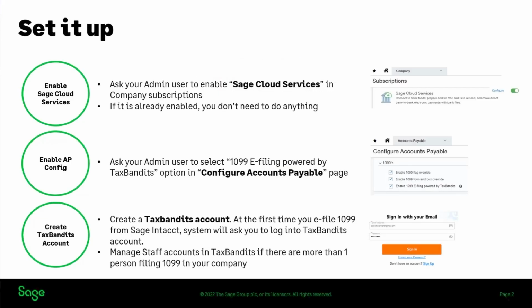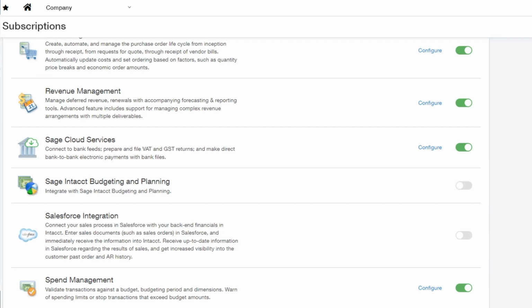In order to enable 1099 e-filing, you need to enable Sage Cloud services, configure accounts payable, and create a TaxBandits account. Let's take a look at the system. First, an admin user needs to enable Sage Cloud services in your company subscription. If it is already enabled, it can remain as is.